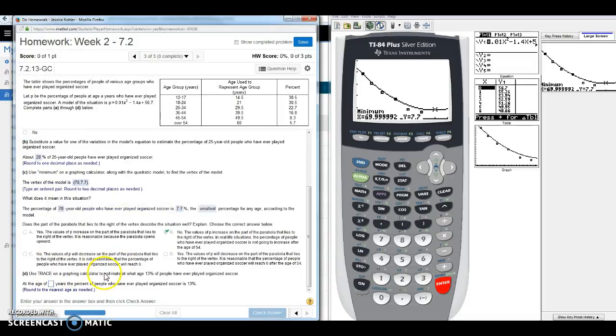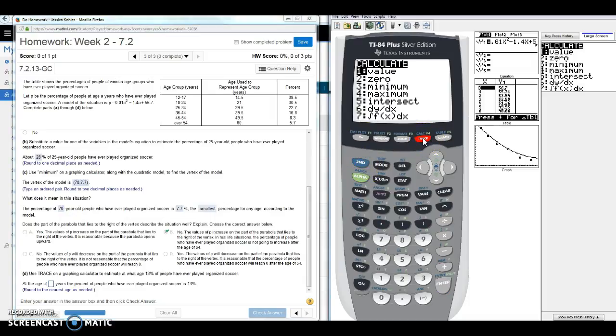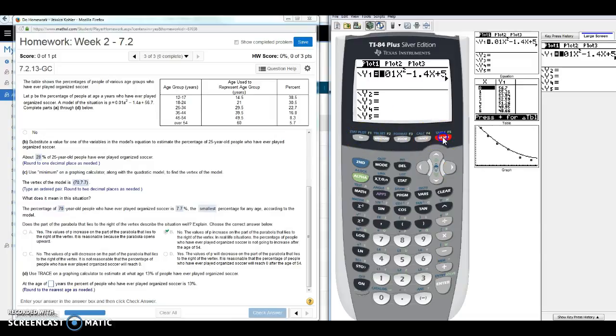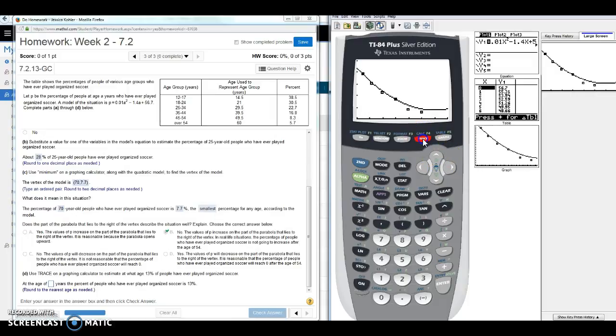Use trace on the graphing calculator to estimate at what age 13% of people have ever played organized soccer. So now I want to guess an age. So I'm going to go to trace. I'm going to go till I want Y to be about 13%. And so Y is 16.8 at 39.5. And, oh, it's tracing on my scatter plot. I'd like it to trace on my graph. Let's see if I can change that.